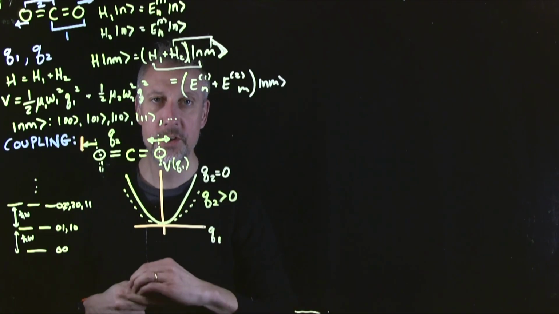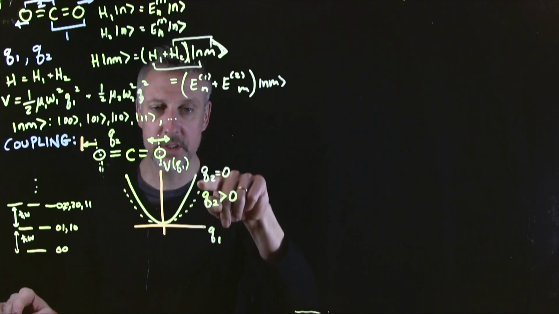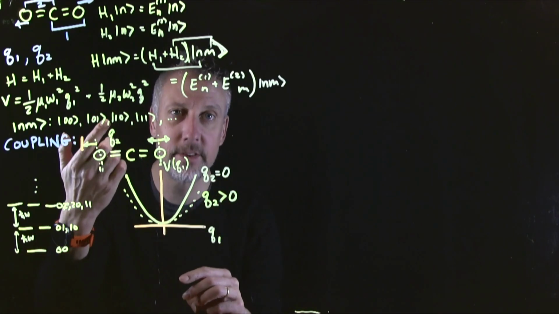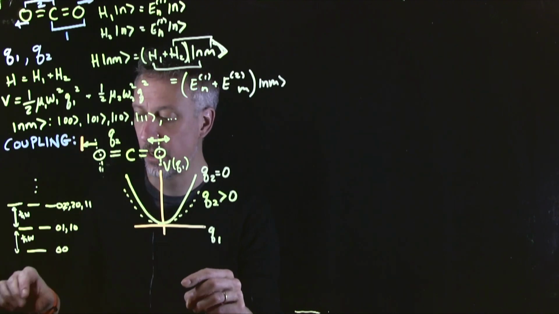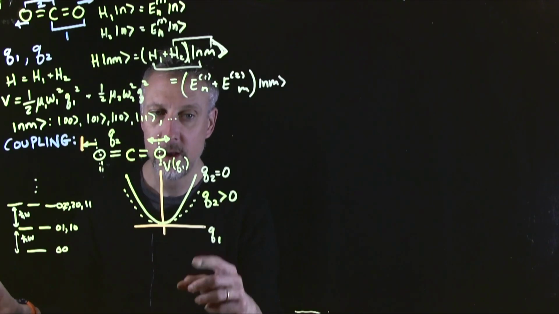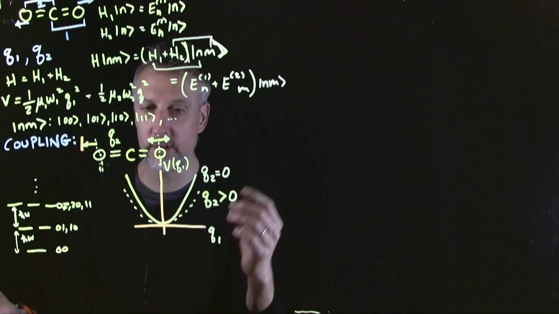All right? So what you see that's happened is the frequency comes from the curvature of the potential. The mass isn't changing. The only thing that's left to change is the frequency, and the frequency has in it the force constant. So this would be Q2 greater than 0.